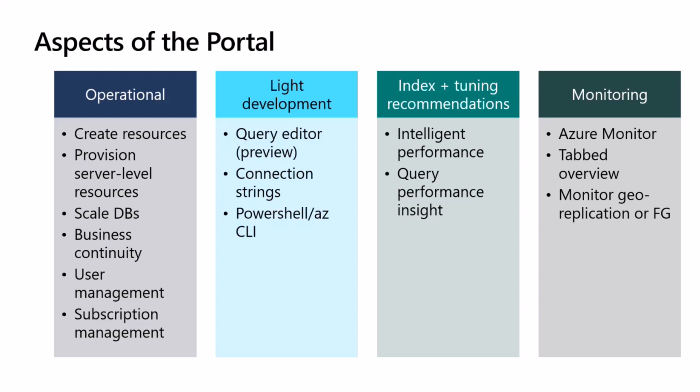Next, let's talk about index and tuning recommendations. This is where you can really optimize the performance of your databases with features like intelligent performance, which uses AI and machine learning to identify and recommend improvements for your databases, and query performance insight, which provides detailed information about query performance and helps you identify and fix any issues. It's a really great tool for anybody that's looking to fine-tune their databases for maximum performance.